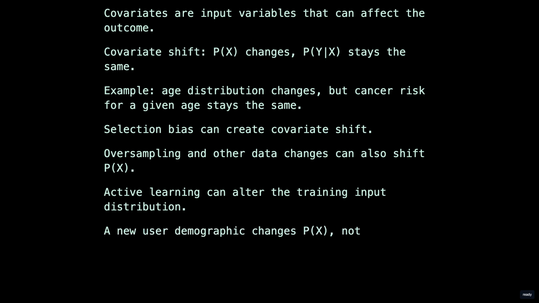In production, the same pattern shows up when the environment or user base changes. If marketing attracts a wealthier audience, the income distribution shifts, but the conversion rule for a given income level may still be the same.